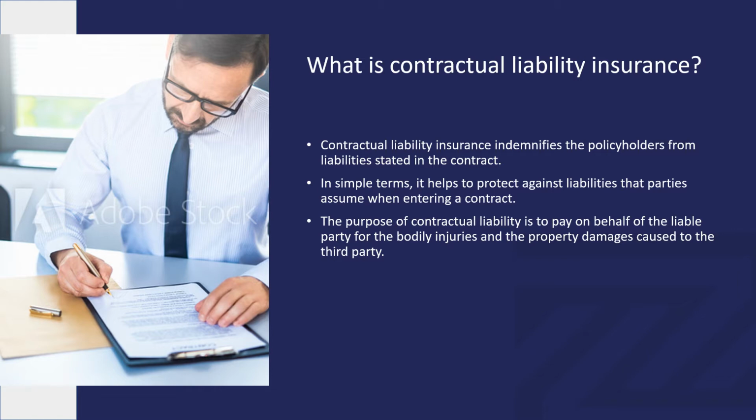Contractual liability insurance indemnifies the policyholders from liabilities stated in the contract. In simple terms, it helps to protect against liabilities that parties assume when entering a contract. The purpose of contractual liability is to pay on behalf of the liable party for the bodily injuries and the property damages caused to the third party.